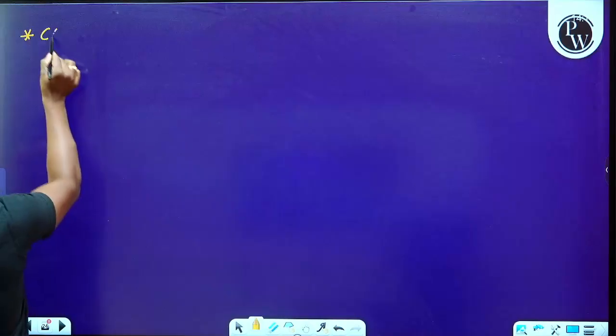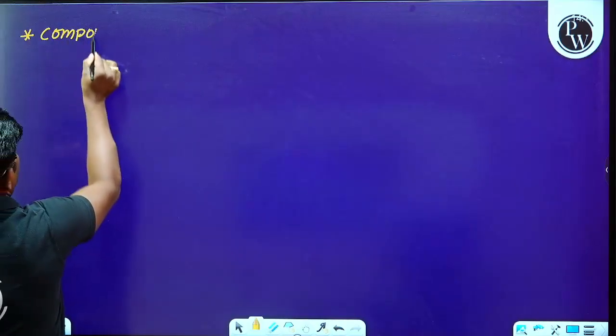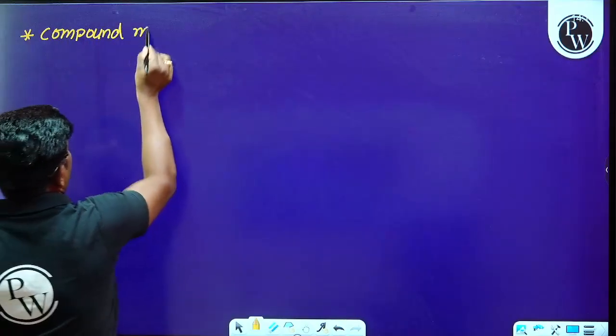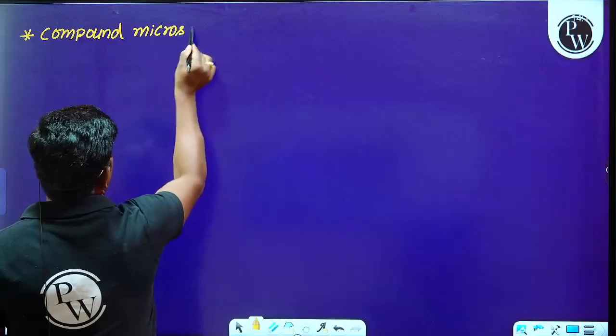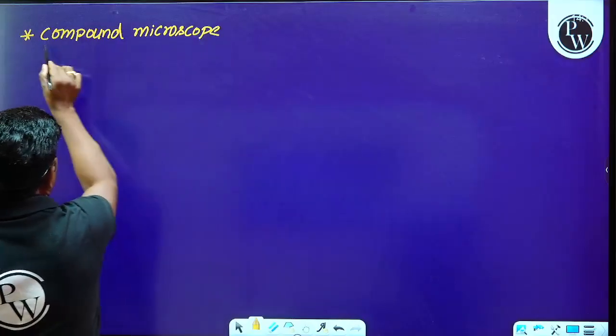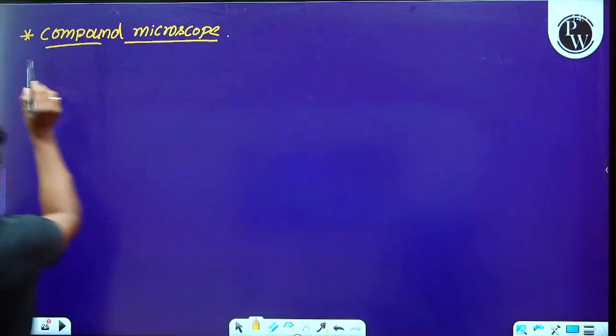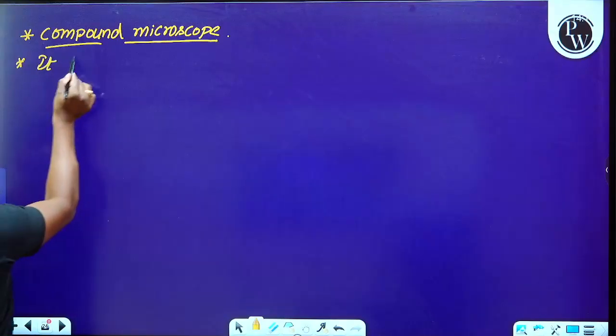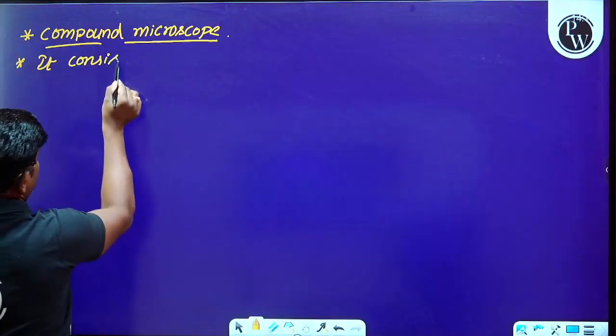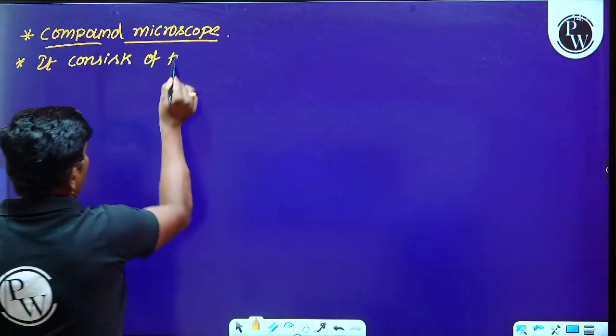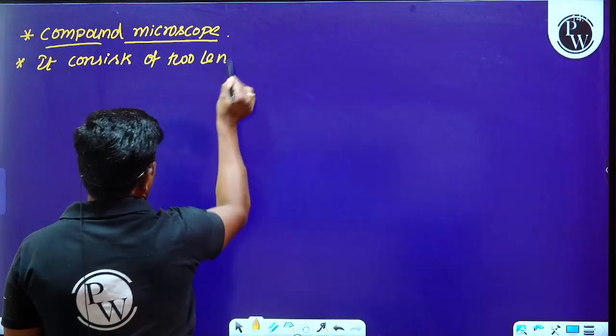That is the compound microscope. Next one is the compound microscope. Please have a look here. Compound microscope consists of two lenses.